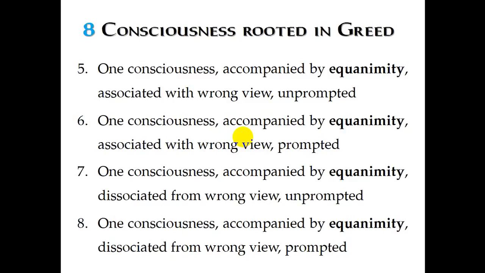So among the 8 consciousness rooted in greed, we have the first unprompted citta, second, third, and fourth unprompted citta. Similarly, we have the prompted ones. When we talk about prompted citta, we will add sloth and torpor, right? Okay, so I think it became clear, right? Clear. We go back again.